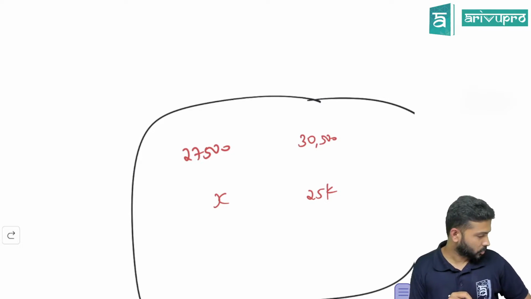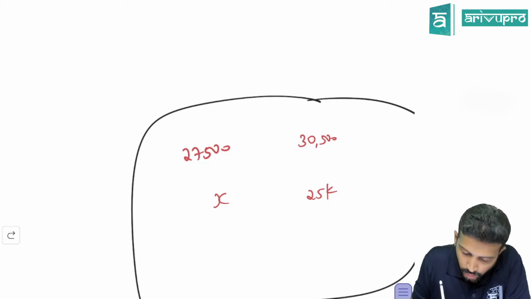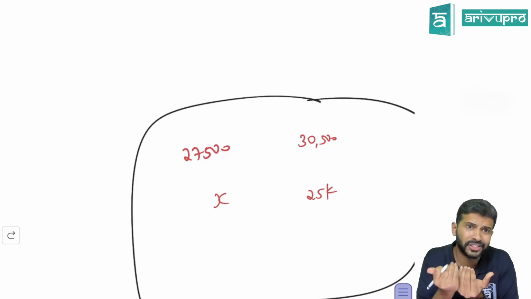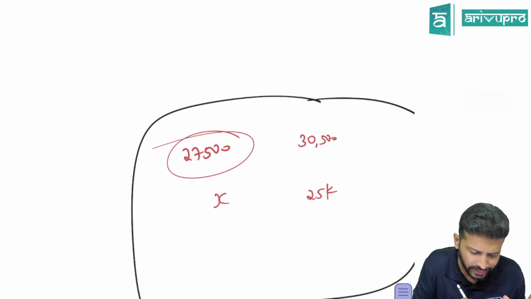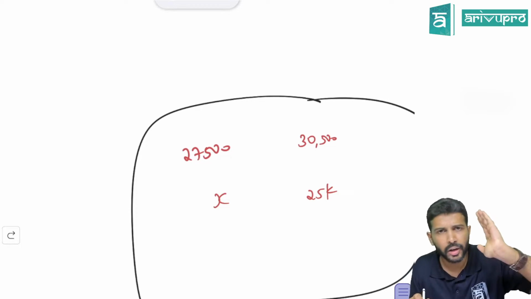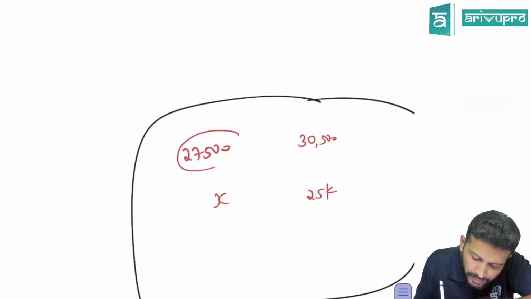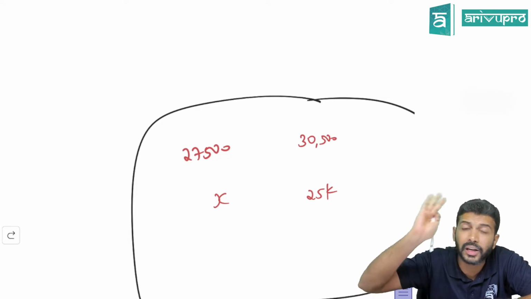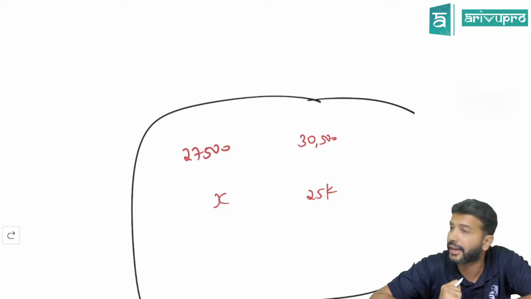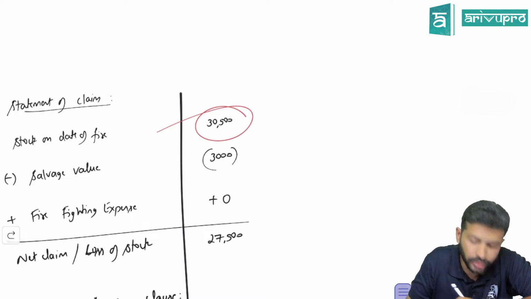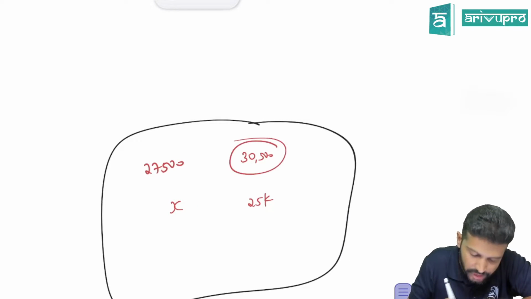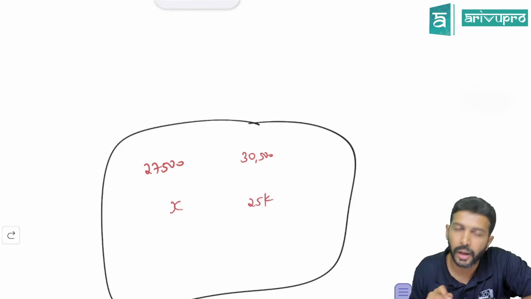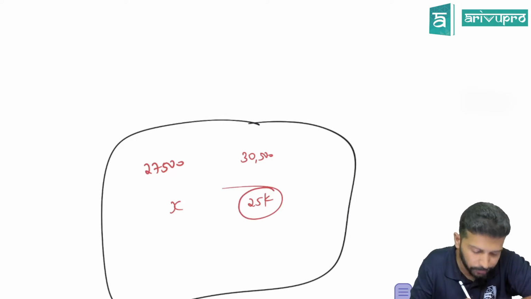Everyone okay? Once more, just to be on the safer side. What is this 27,500? That is the claim you are expecting to receive. After salvage value, you are expecting to receive how much money from the insurance company? 27,500. The insurance company will give you the full 27,500 provided you have taken the insurance for the correct value of the stock on the date of fire, which is 30,500. If you had taken insurance for 30,500, the insurance company would have given you 27,500. But you took the policy only for 25,000.